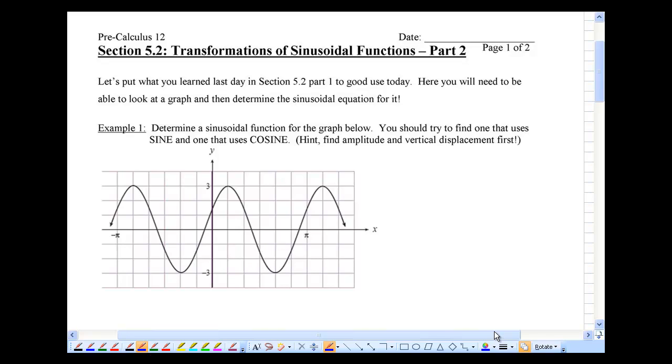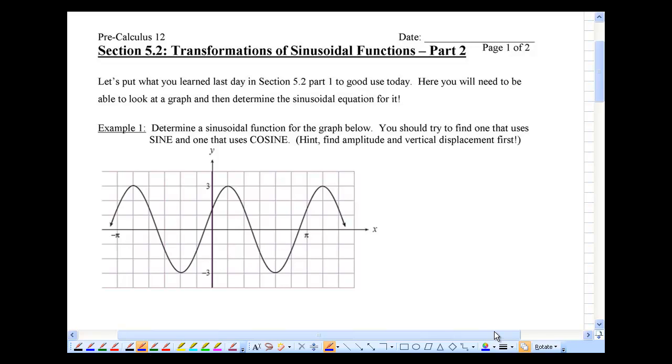Now it says you should try to find one that uses sine and also one that uses cosine. So I'm going to say there is more than one answer for this graph. I'd like us to try to find one that involves the sine function, and then another one that involves the cosine function. Now, remember here that sine and cosine are similar, but a little bit different.